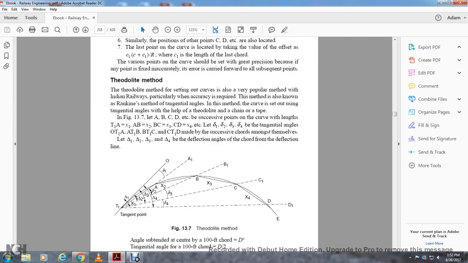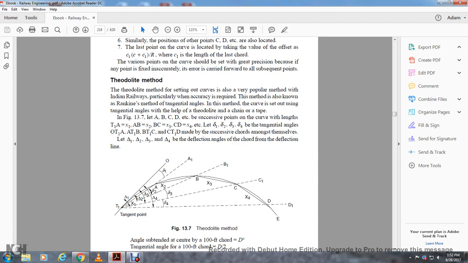The theodolite method of setting out curves is a very popular mode on the Indian Railways, particularly when high accuracy is required. The method is also known as Rankine's method of tangential angles. The curve is set out using tangential angles with the help of a theodolite and a chain or tape. Figure 13.7: let A, B, C, and D be successive points on the curve, with chord lengths T1A as X1, AB as X2, BC as X3, CD as X4.